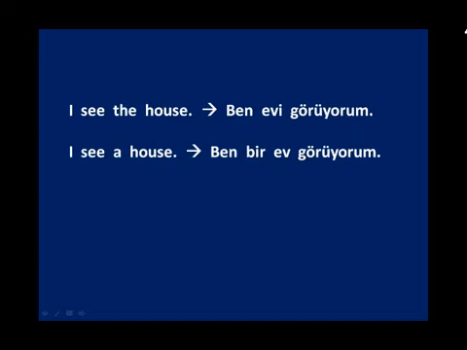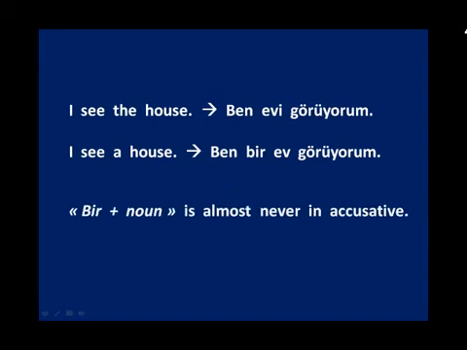Now, this might seem a little weird. The rule is if you have bir means an or one, and then noun, you almost never make it an accusative. There are very rare cases that we do it, but for now, for starters, learn that bir plus noun is never accusative. All other objects are accusative, okay? If the object is preceded by bir, just leave it like that. Don't put an accusative. Just a crude rule.